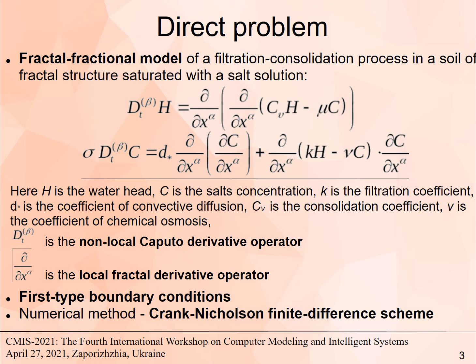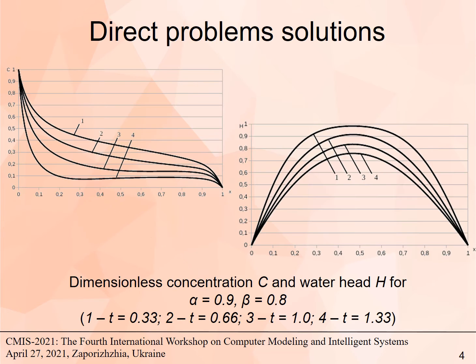We pose an initial boundary value problem for this model, adding a first-order condition to it, and solve this problem using a finite difference technique. The example of the dynamics of the process described by the considered model is given in the current slide. Compared to the case of classical models that contain derivatives of integer order, this non-classical integral differential model describes the processes in which the dissipation of water heads and the distribution of salt concentrations have non-symmetric features and different states.